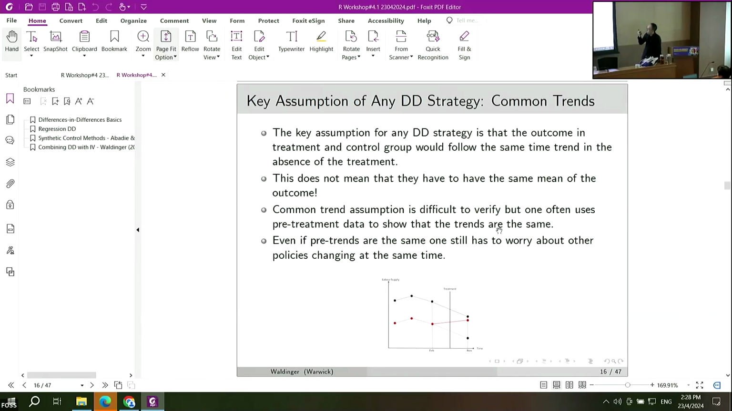Okay, so once again, the key assumption is that you have a common trend. There are many different ways of calling this. You can call it common trend or consistent trend or whatsoever, but feel free to use whichever variation you prefer. The assumption is that the outcome in the treatment and control groups would follow the same time trend in the absence of the treatment. This does not mean that they have to have the same mean of the outcome. The common trend assumption is difficult to verify, but one often uses pre-treatment data to show that the trends are the same.